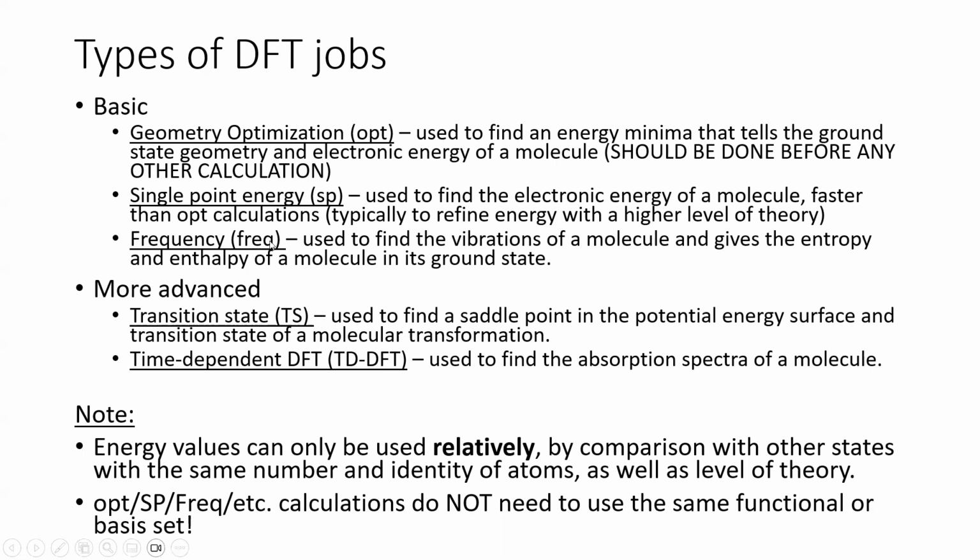In Gaussian, I often see people do optimization and frequencies together, and you can do that with IQmol too, but I highly recommend separating them out, because if your frequency calculation fails, you won't get the results of the geometry optimization. So it's better just to do them separately. That way, if this fails, you can start from your optimized geometry already. So yeah, you can also do transition state calculations, TD-DFT, to find absorption spectra, but I'll talk about those more in our next meeting, hopefully.